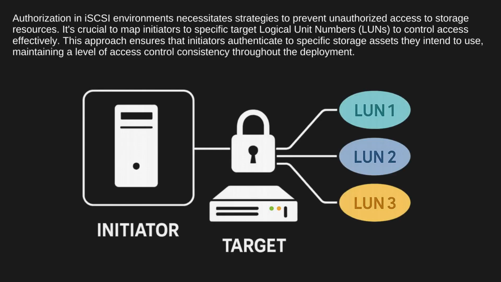Authorization in iSCSI environments necessitates strategies to prevent unauthorized access to storage resources. It's crucial to map initiators to specific target logical unit numbers, LUNs, to control access effectively. This approach ensures that initiators authenticate to specific storage assets they intend to use, maintaining a level of access control consistency throughout the deployment.